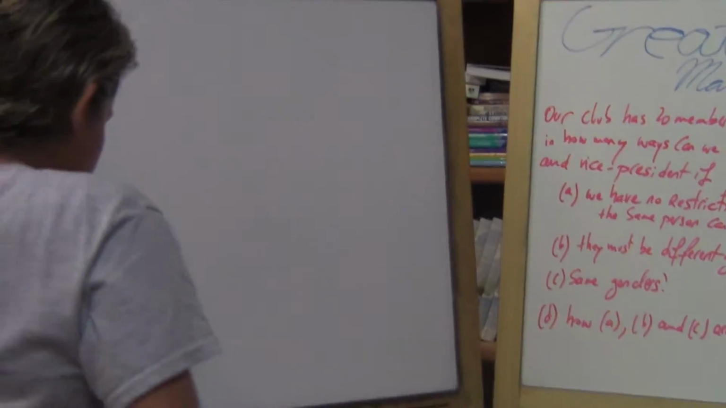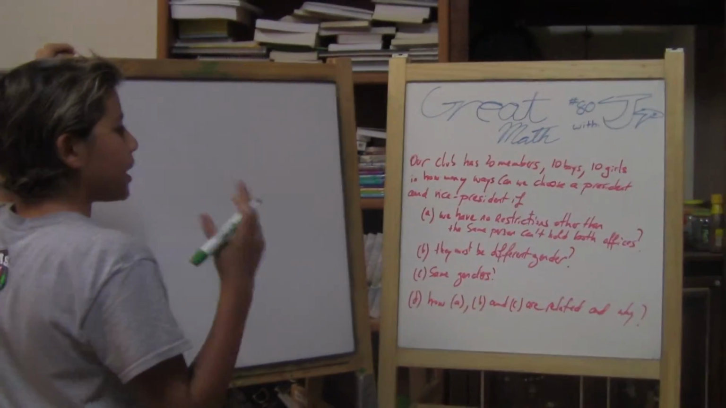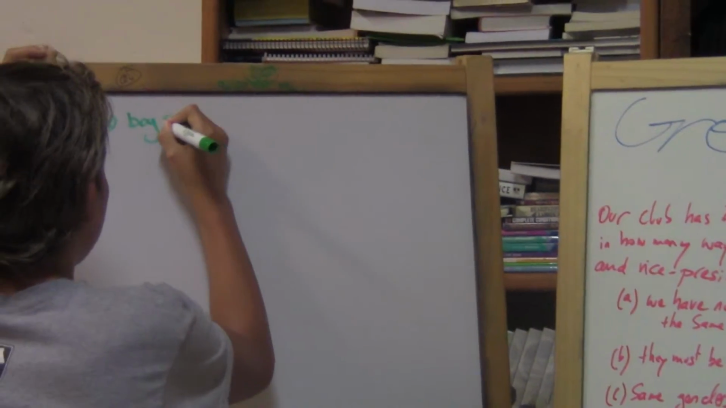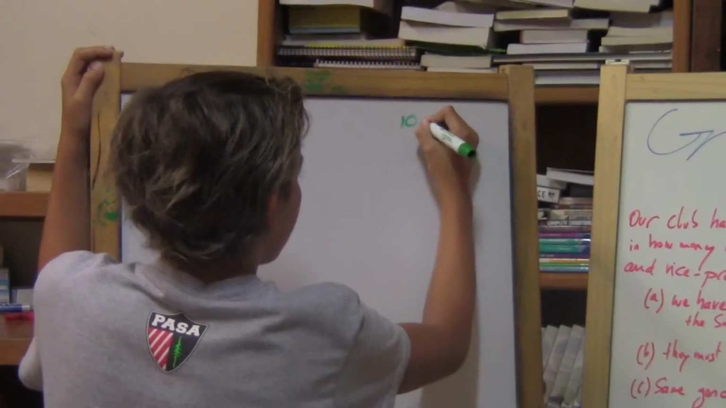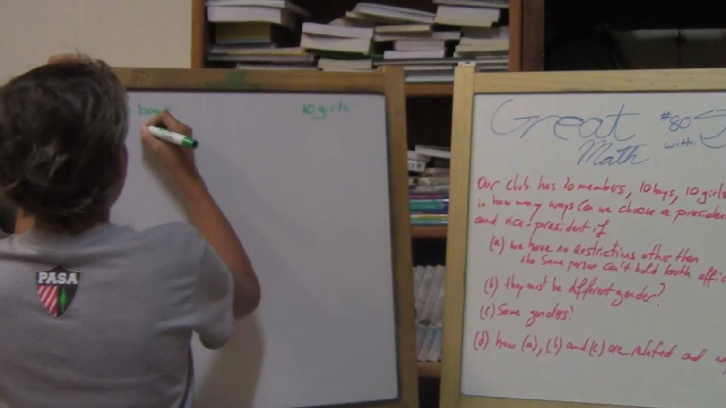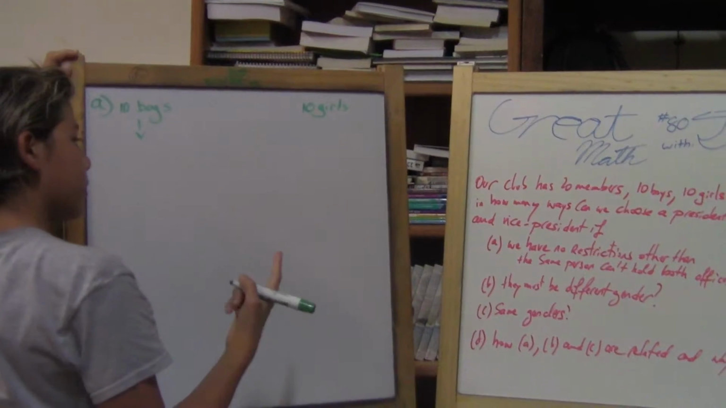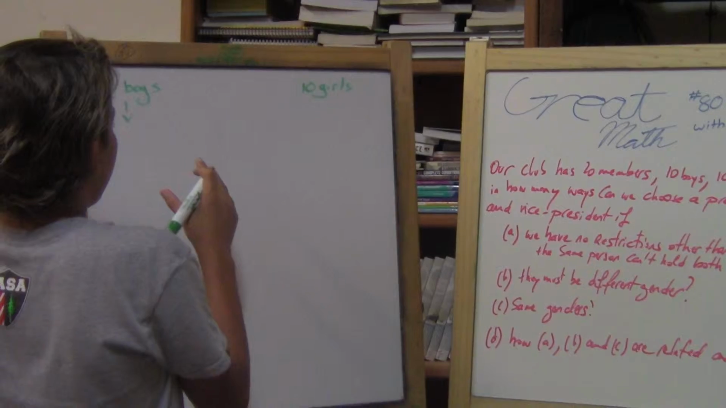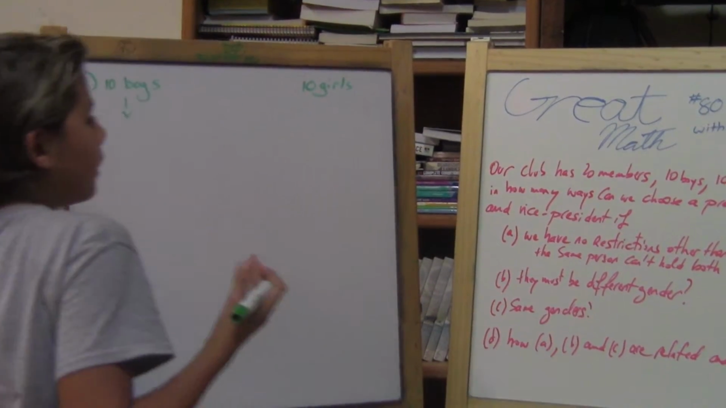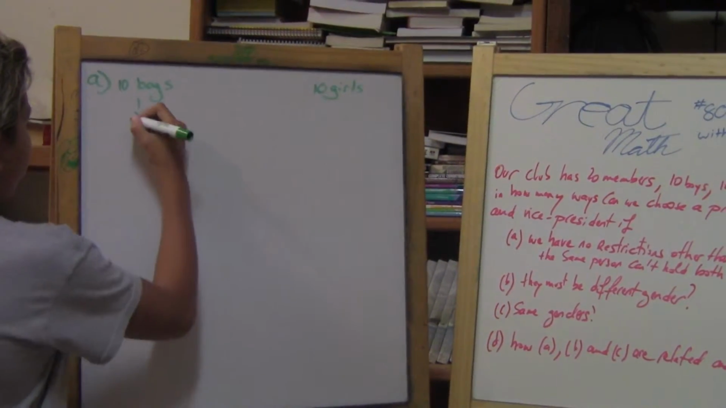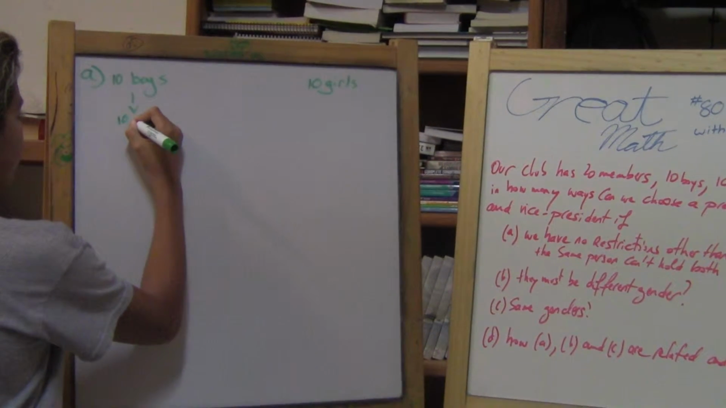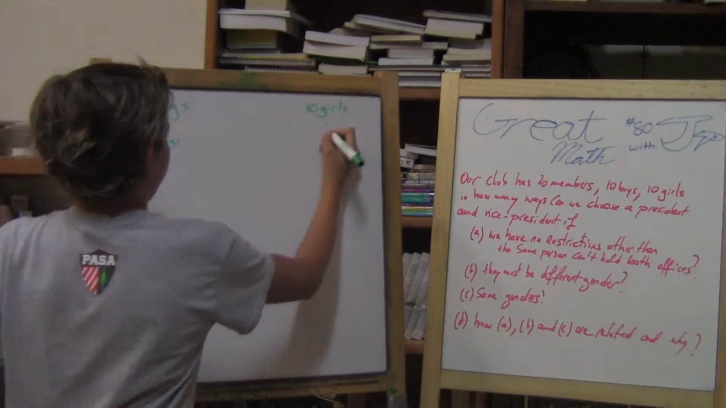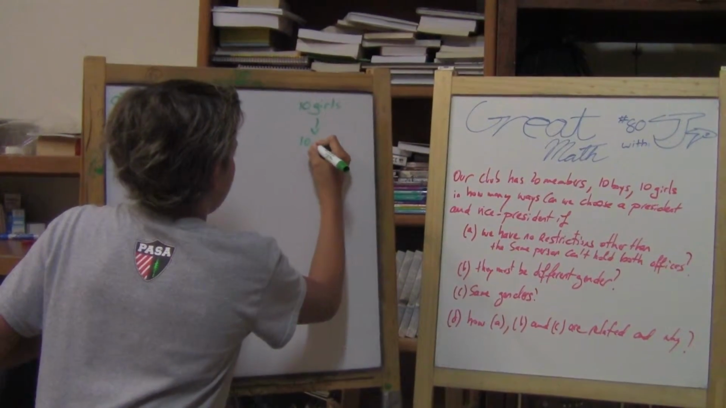So here it says that we have 10 boys, 10 girls. So we have to list those 10 boys. I'm gonna make kind of like a chart thingy, okay? 10 girls. Now, how many ways can each go? How many ways can the boys have a chance to be president? Well, there is 10 ways. And for the girls, exactly the same thing. 10 ways.